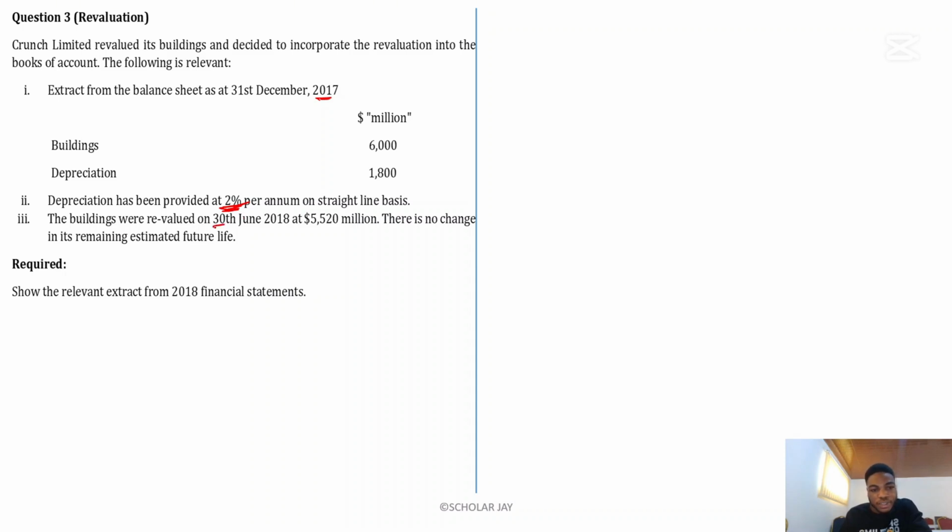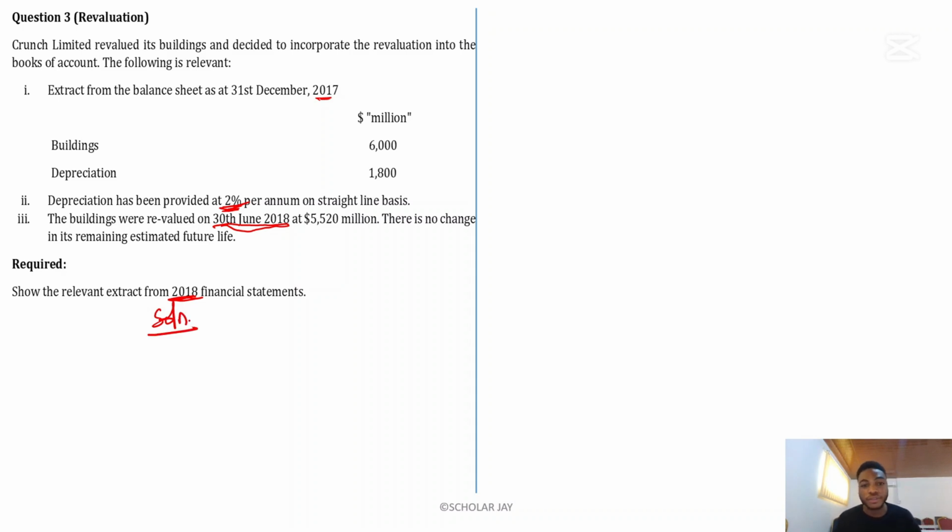This is very important. Anytime you are solving accounting questions, look out for the dates. The revalued amount is $5,520 million, with no change in the remaining estimated future life. Required: show the relevant extract for the 2018 financial statements. So I told you dates are really relevant. Is that not it? So let's focus.